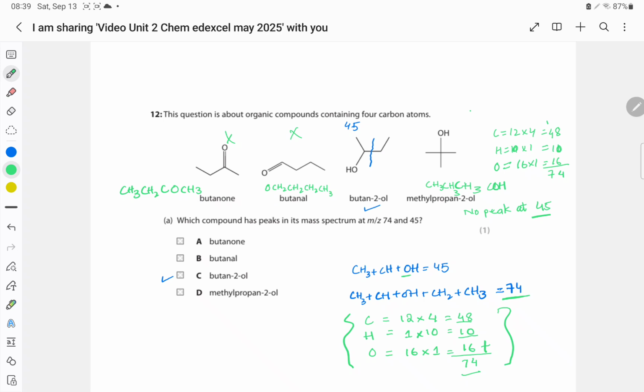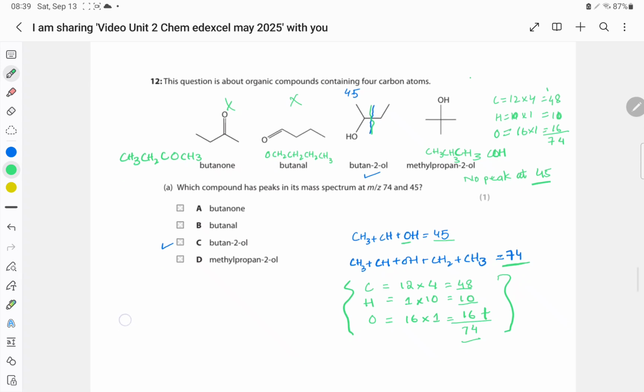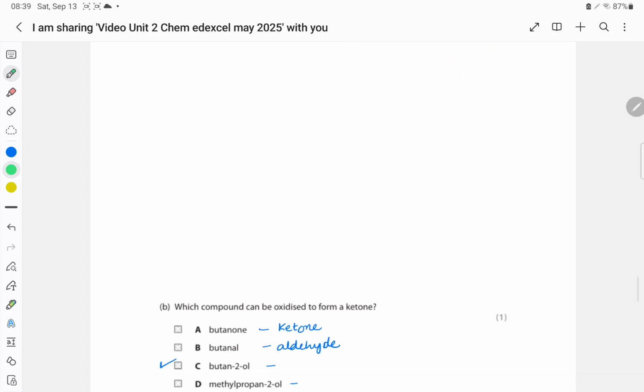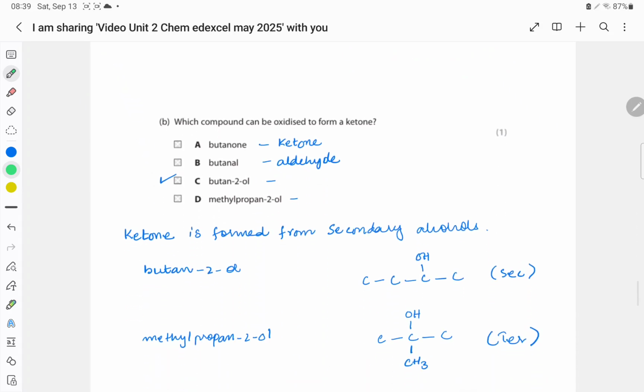So the only correct option is C, because if you break it from here, you get one fragment that has a mass per charge of 45. So C is going to be the correct option. For this, you have to calculate the Mr of all these structures that are given in the question. Which compound can be oxidized to form a ketone?